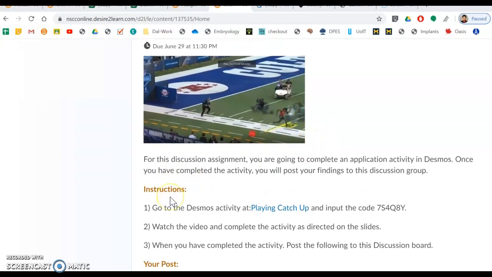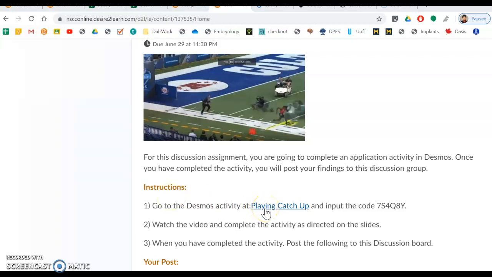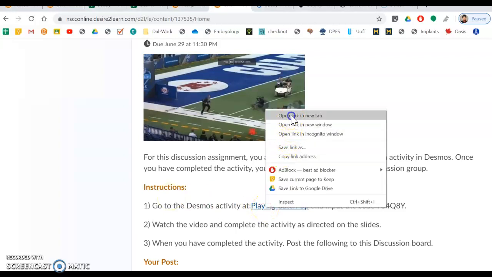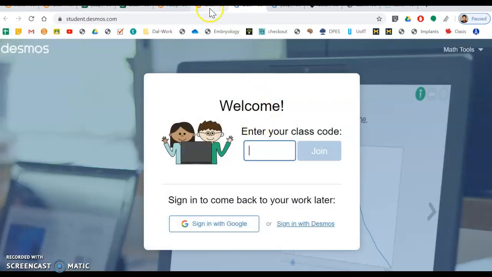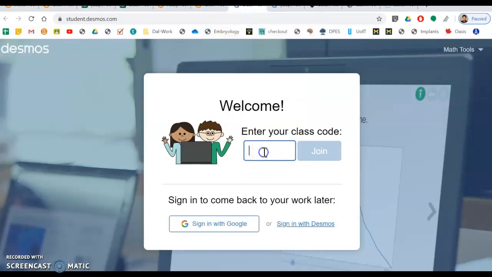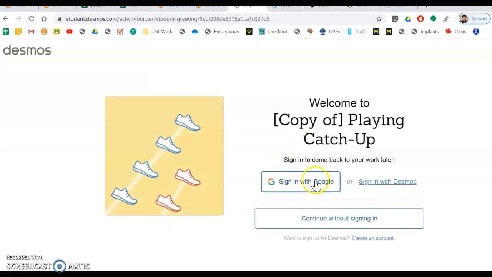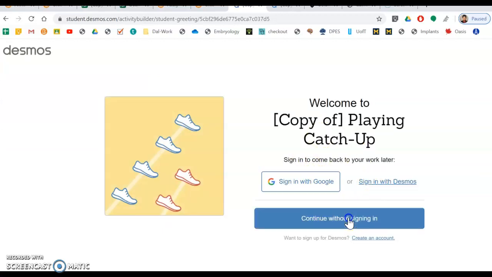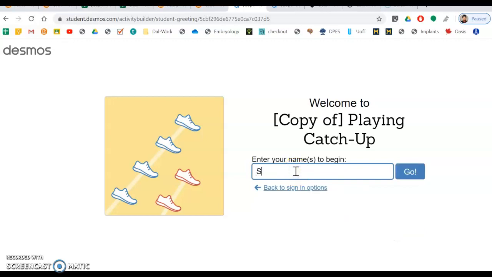So to start this assignment, first we will go with playing catch up. I open it in a new tab and it will just ask me to enter the class code. Earlier it wasn't working, now it should be all good. So let's just enter the code right here and join. If you wish to join with your Google account, that's great. If not, then just say continue without joining and I can say my name is Sam and go in there.